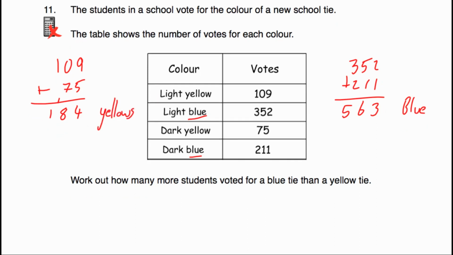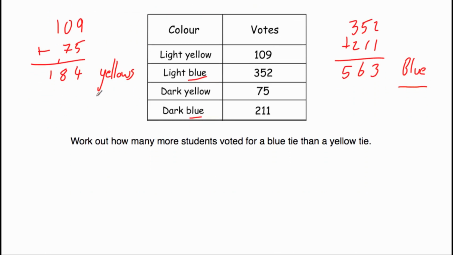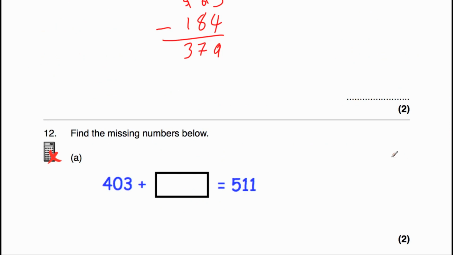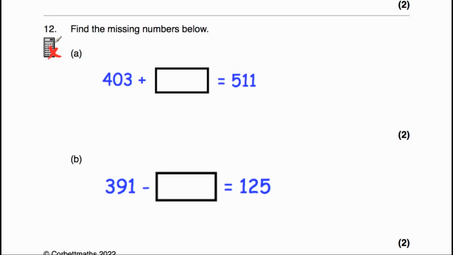Now we've been asked to find out how many more students voted for a blue tie than a yellow tie. So we're going to do 563 take away 184, and that would tell us how many more students voted for blue ties than yellow ties. So 3 take away 4 we can't do, so let's borrow. So let's call that a 5 and that a 13. 13 take away 4 is equal to 9. 5 take away 8 we can't do, so let's cross that off. That's a 4 and a 15. 15 take away 8 is equal to 7, and 4 take away 1 is equal to 3. So how many more students voted for blue ties than yellow ties? 379.